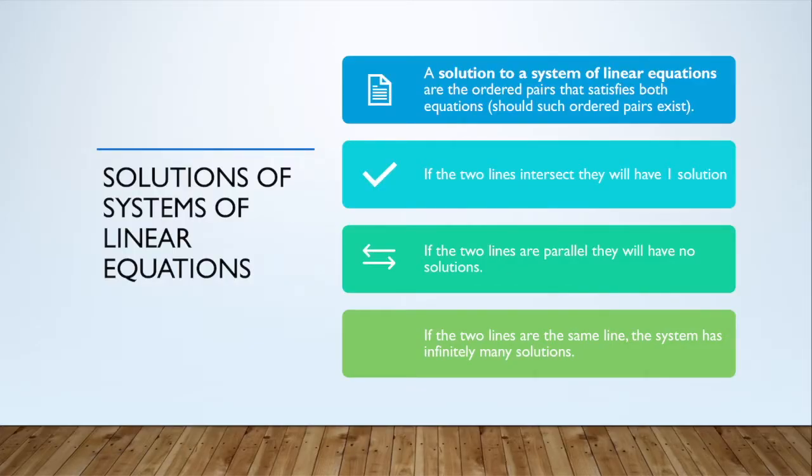So a solution to a system of linear equations is the ordered pairs that satisfy both equations, should such ordered pairs exist. For example, if the two lines intersect, they will have exactly one solution. If the two lines are parallel, they have the exact same slope, they never intersect. That means there's going to be no solution. And if the two lines are the exact same line, that means every single point on the line is a solution, and there are therefore infinitely many solutions because there are infinitely many points on a line.